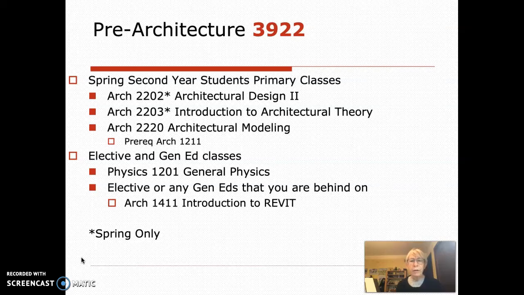For gen eds and electives, the gen ed that is part of the path is physics. Physics 1201 is what is required for all of our transfer schools. And then any of the gen eds that you might be behind on. And then we would also recommend Architecture 1411, Intro to Revit, if you have room still for another elective.